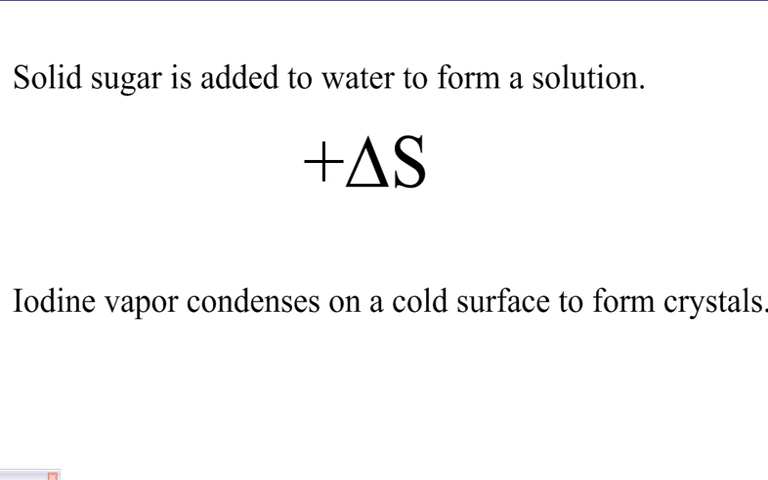Alright, what if we have iodine vapor? Remember, vapor is a gas that is usually a solid or liquid at room temperature. If we have a vapor that condenses and cools into crystals, we're going from a gas down to a solid. Well, that is going from lots of chaos to a little bit of chaos. So we would expect to have, you guessed it, a negative delta S.